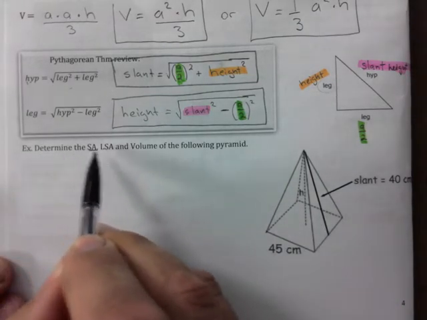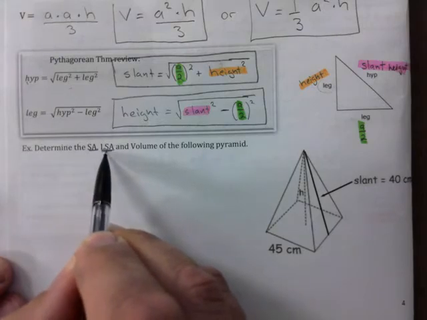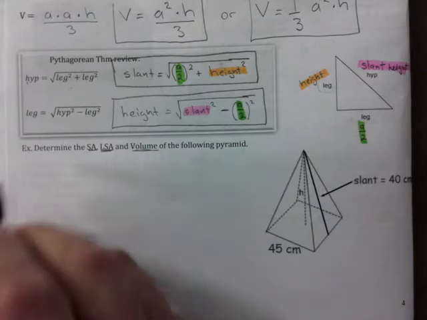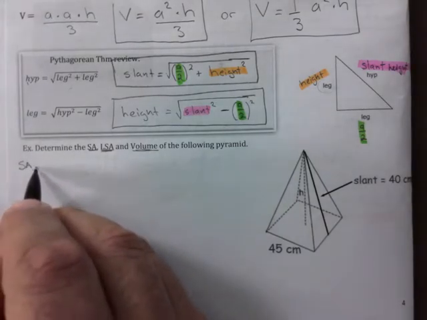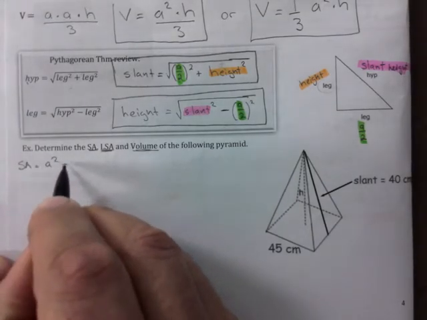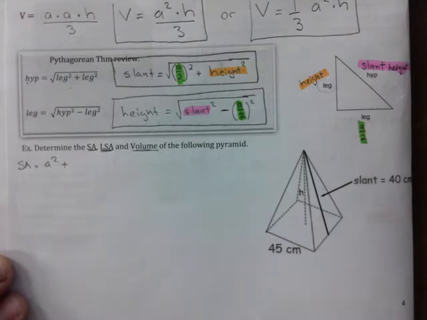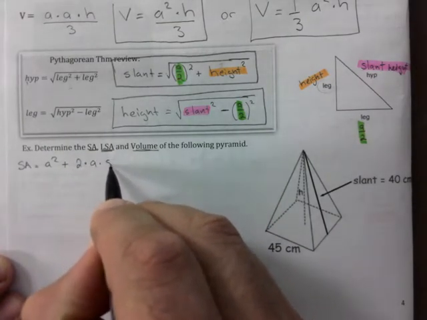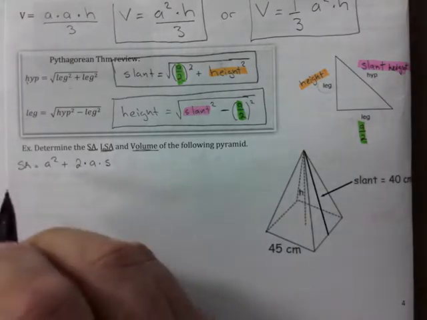Determine the surface area, lateral surface area, and the volume of the following pyramid. So let's find the surface area first. That's A squared. I strongly encourage you to write out the formula. A squared plus 2 times A times slant.